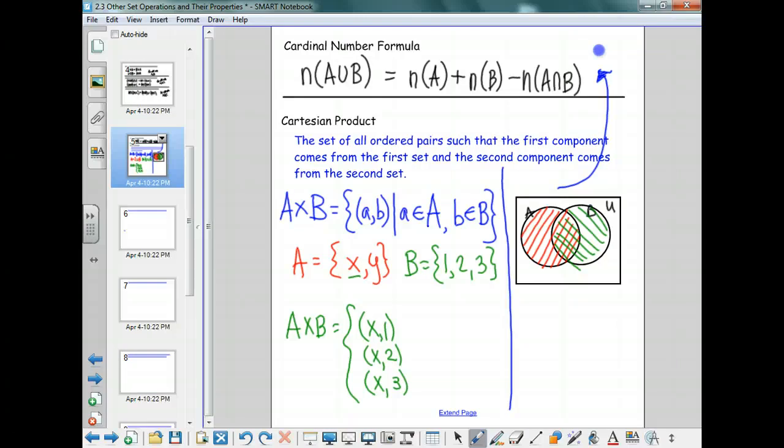X gets grouped with every element in set B. And I did that. But I also could have done something else. What could I have done? I could have done Y. And don't be misled to think that X goes first, Y goes second. X and Y are both in the first location because they're members of set A. So set A is where these items are coming from. It's the first set listed, so it's the first of the ordered pairs. So if I do my ordered pairs and I put Y, I can do Y with 1, or Y with 2, or Y with 3.